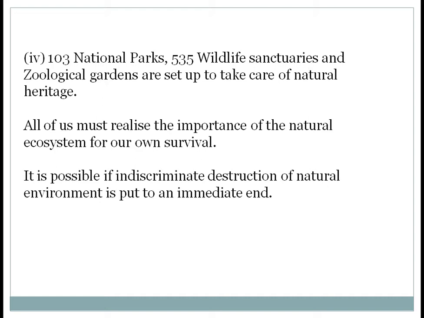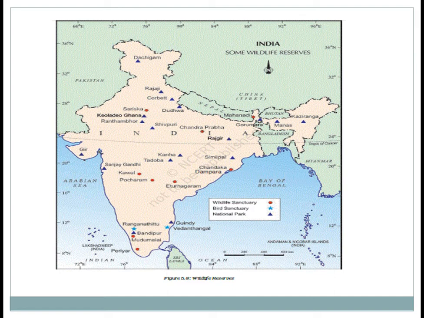Second, financial and technical assistance is provided to many botanical gardens by the government. We have a number of botanical gardens supported by the government by giving financial and technical assistance from 1992. Third, Project Tiger, Project Rhino, Project Great Indian Bustard, and many other eco-development projects have been introduced by the government. These are the major steps the government has taken to preserve and conserve flora and fauna.